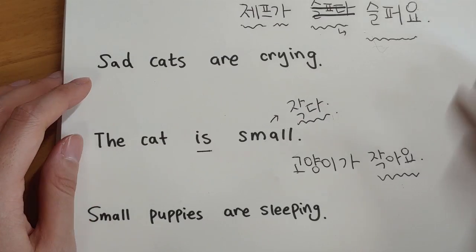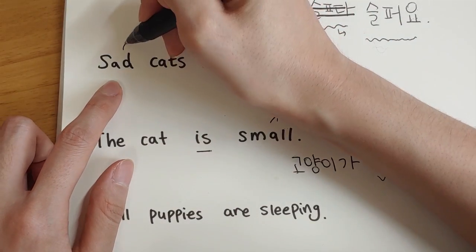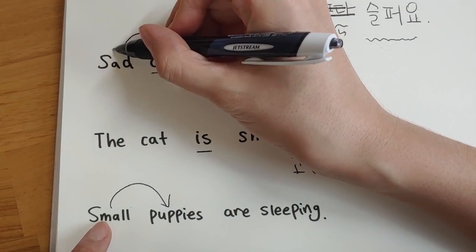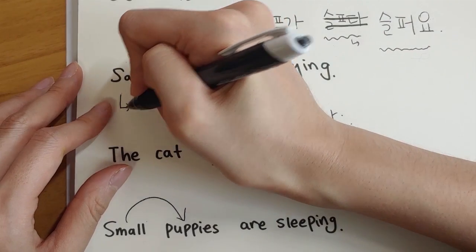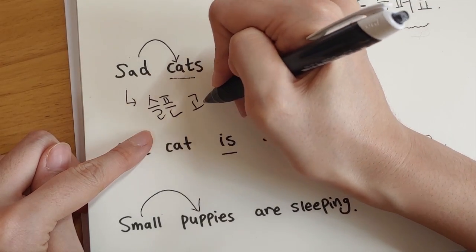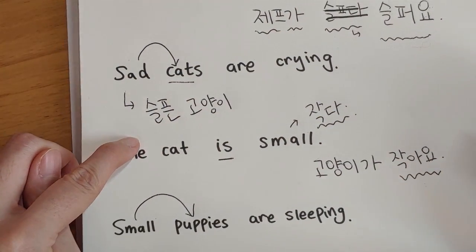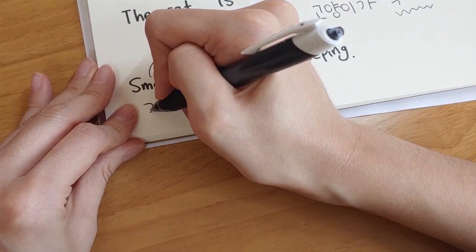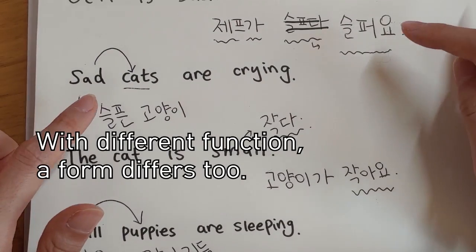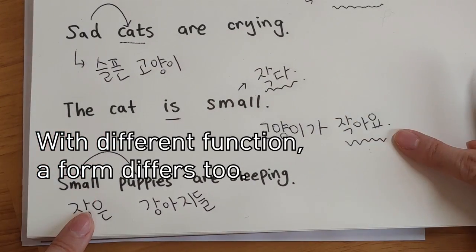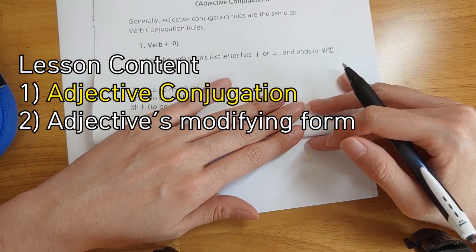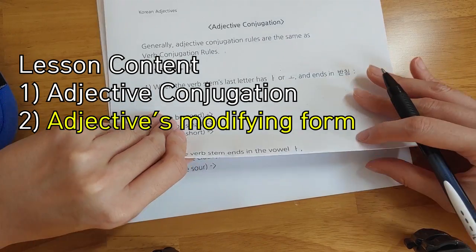However, when the adjective is used as a modifier, like sad cats and small puppies, the adjective has a different form. When it acts as a modifier, it has a different form, which is 슬픈, 슬픈 고양이. It's not 슬퍼요 고양이, but 슬픈 고양이. And small puppies as well. It's not 작아요, it's 작은 강아지들. So you can see that with a different function, an adjective has a different form. But first, let's learn how to conjugate adjectives when they function as a verb in a sentence. And then we're going to learn how to make them in a modifying form.